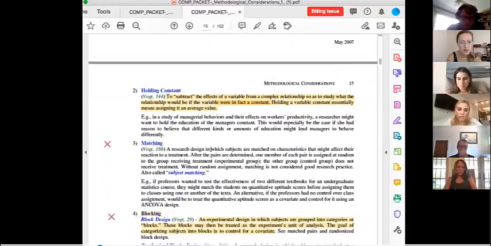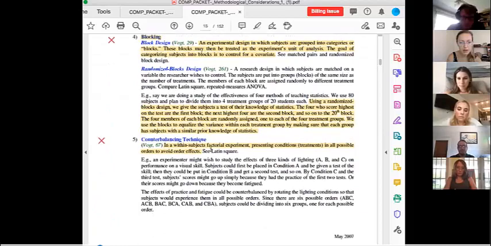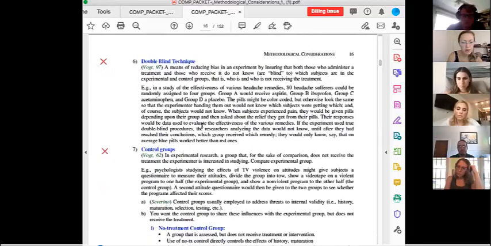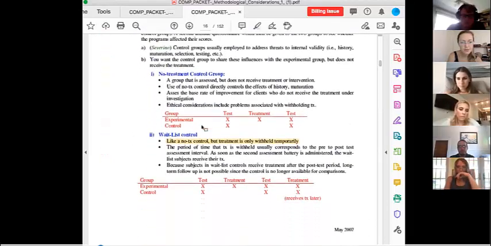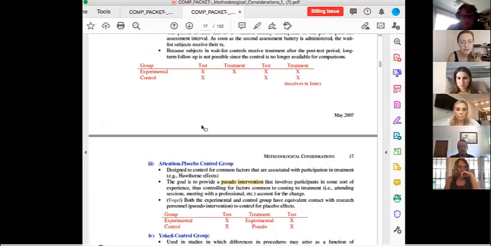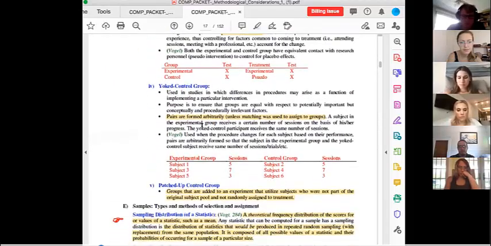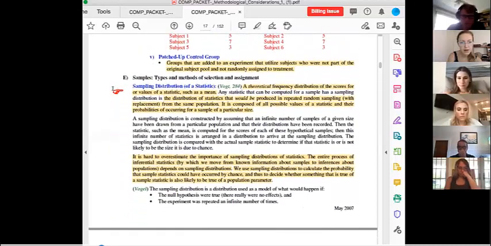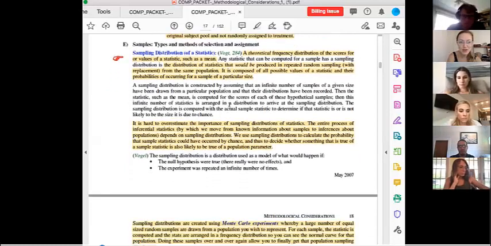So this is page 15: matching, blocking, counterbalancing, double blind, control groups. I don't know who put these little finger pointing things in, not me, but somebody thought this was really important, so maybe know this, which you probably should because this is the sampling distribution, which is really important.